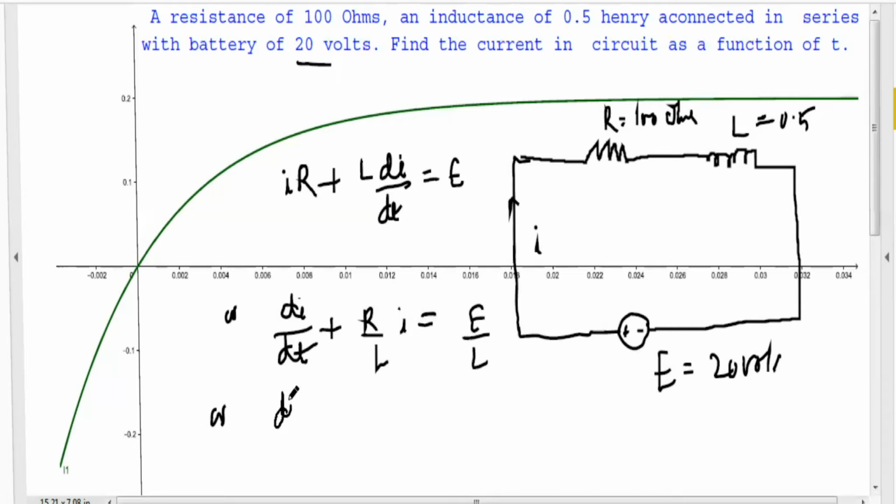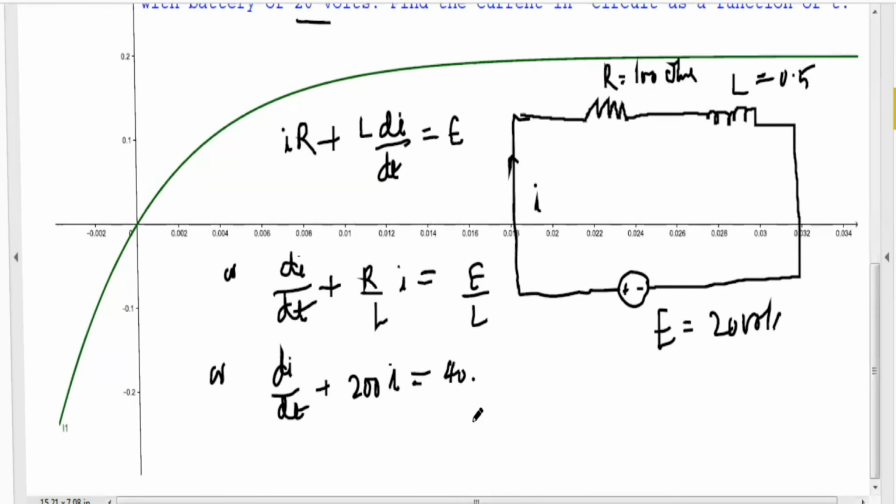So the differential equation, which is a first order linear differential equation, has R by L equal to 100 by 0.5, which is 200, multiplying I, and equals E by L, 20 by 0.5, which equals 40. This is a first order linear differential equation, so we first find its integrating factor. We have already done that in the application of ordinary differential equations.